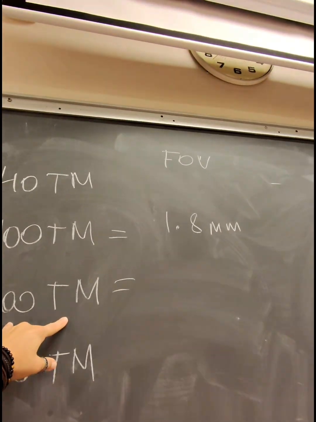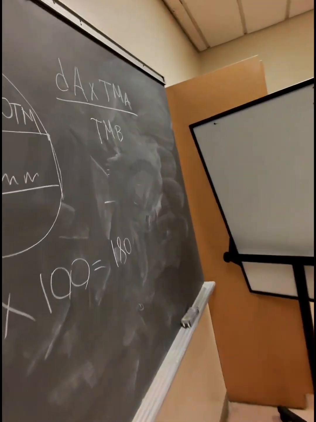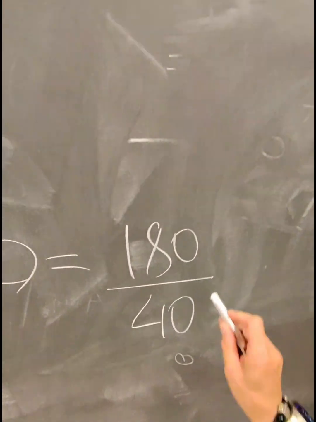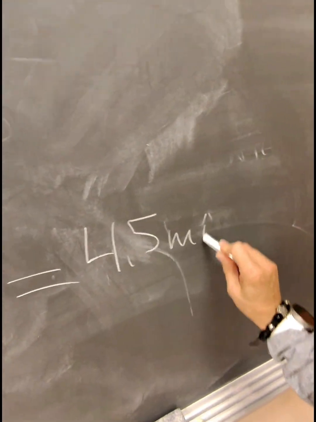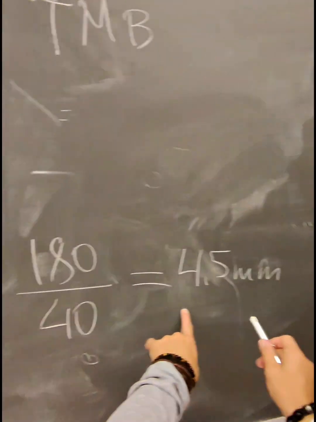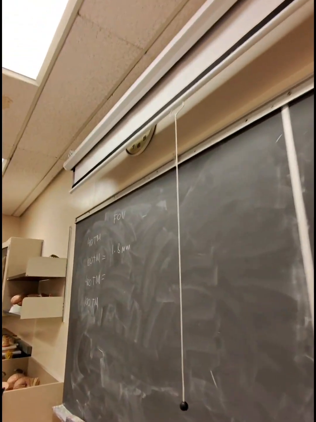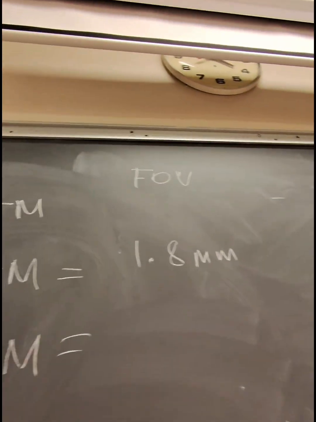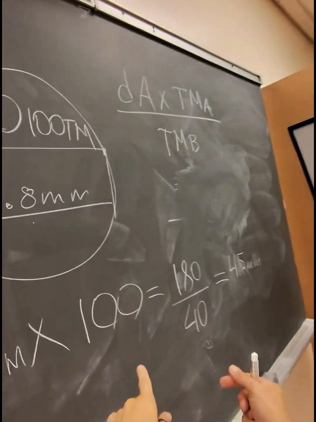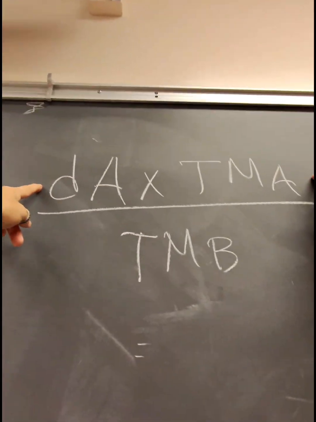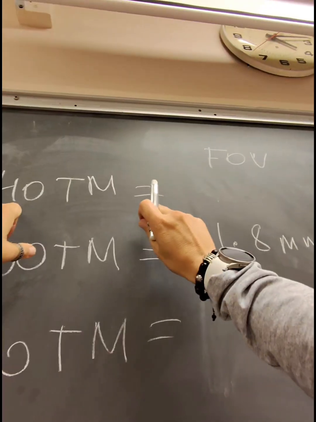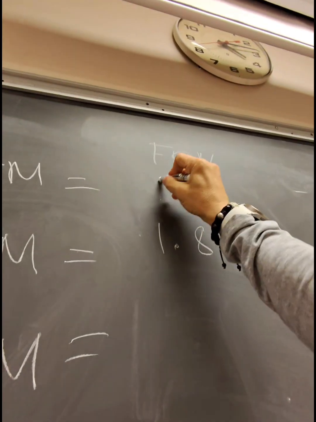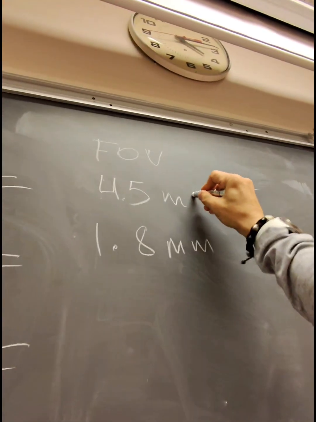Let's say you're looking for 40. Let's do 40. 180 divided by 40, that is 4.5 millimeters. So the field of view, because you're looking for the field of view here, right? You're looking for the field of view. So the field of view for 40 now, 180 dividing by 40 gives you 4.5 millimeters. So the field of view at 40 would be 4.5 millimeters.